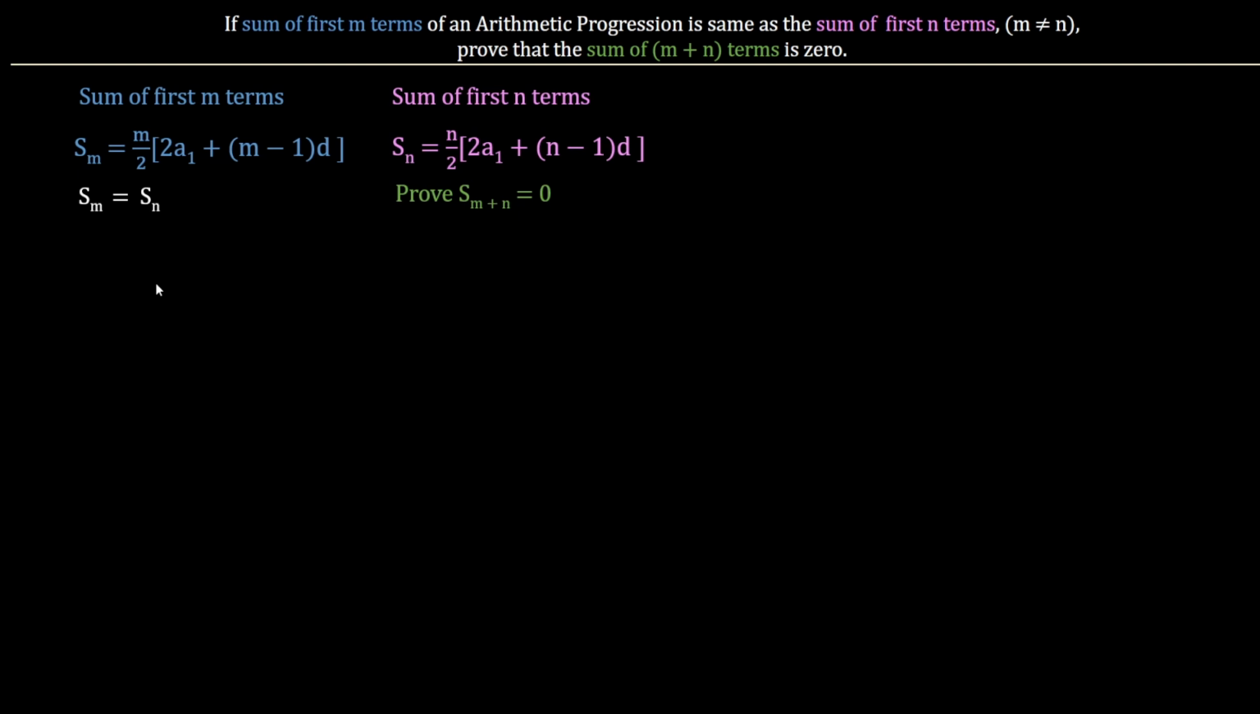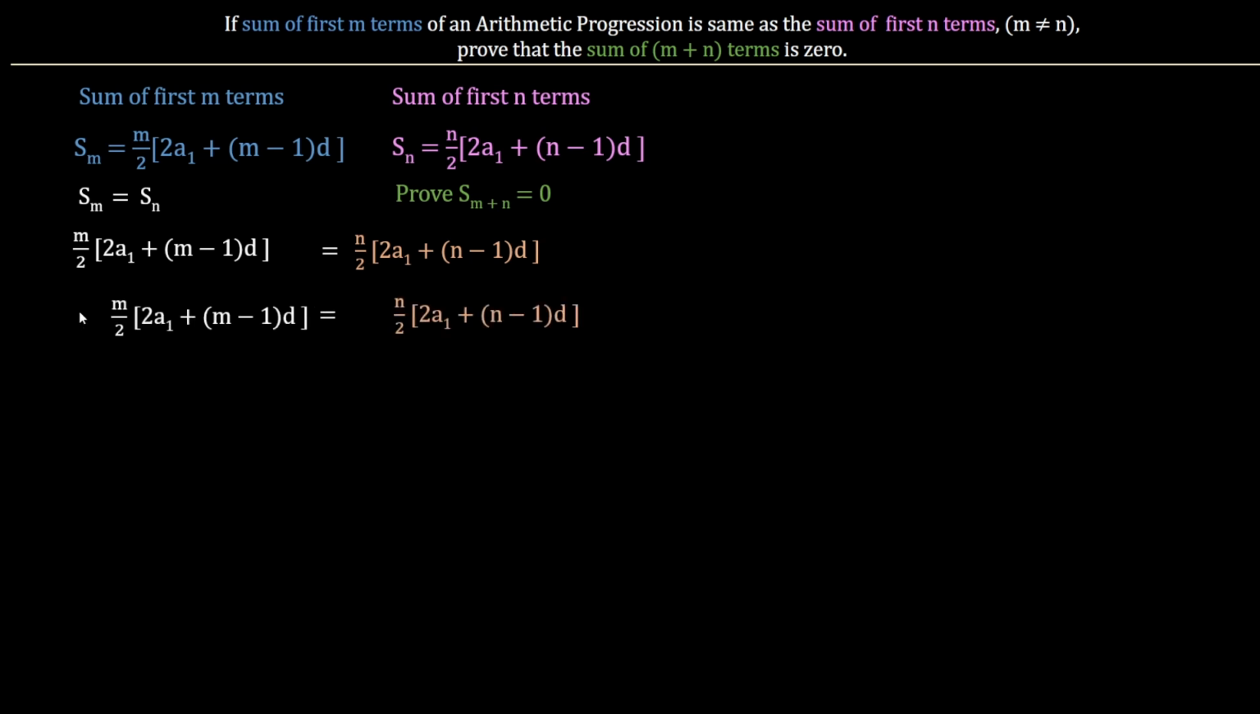Since the sum of the first m terms and the sum of the first n terms are equal, we are going to write their formulas as equal. That will give us a new equation. From this equation, let's eliminate this 2 from both sides of the equation. For that, let's multiply both sides of this equation by 2, and that will eliminate 2 from both sides of the equation. That will give us a new equation.